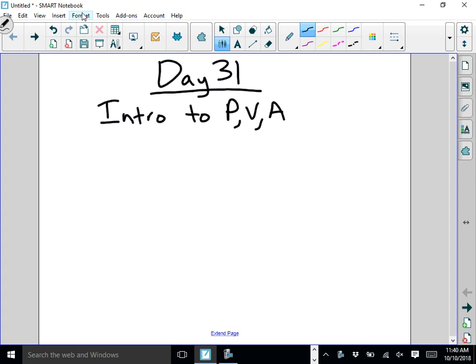I call it PVA. It's for position, velocity, acceleration. So you learned about position, velocity, acceleration in physics class. Some of you have already taken AP Physics, or you are taking AP Physics right now. So this should not be a totally foreign concept to us. We're looking at this again.